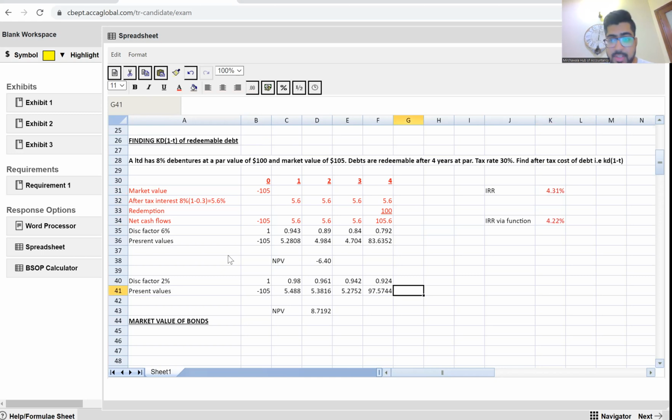So can you see how much time you've saved? IRR via function is just equal to IRR and NCF from 0 till last year. Whereas if I don't use the function, I lose the professional marks as well as market value outflow, after tax interest inflow, redemption, net cash flow, then first discount factor, seeing from the formula sheet, then multiplying to get present values and NPV, then increasing, decreasing to get second. Very long. If you have the concept that cost of debt of redeemable is via IRR, just apply market value outflow, after tax interest inflow, redemption, net cash flows, and use the IRR function.